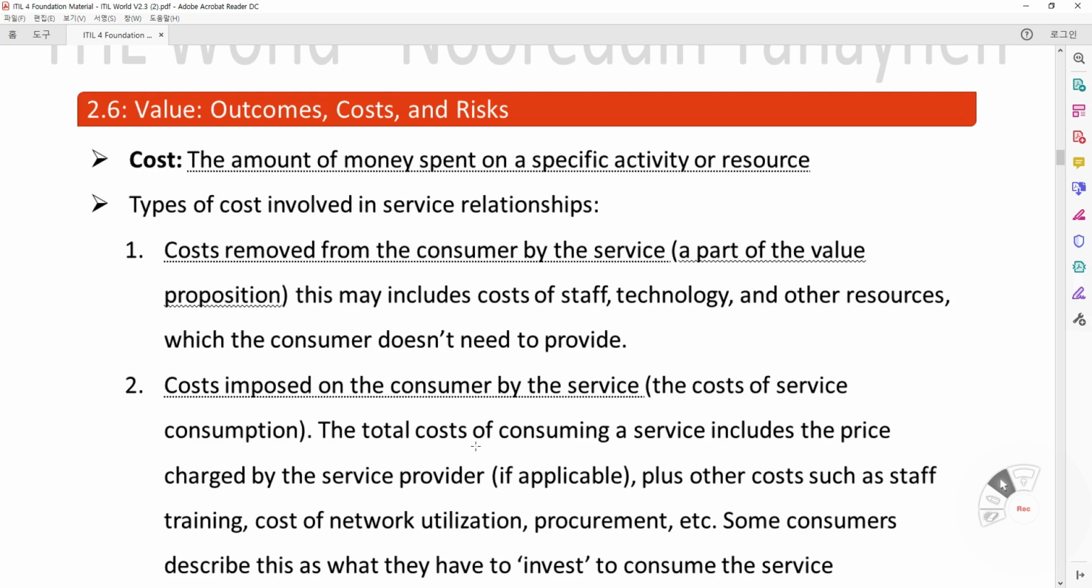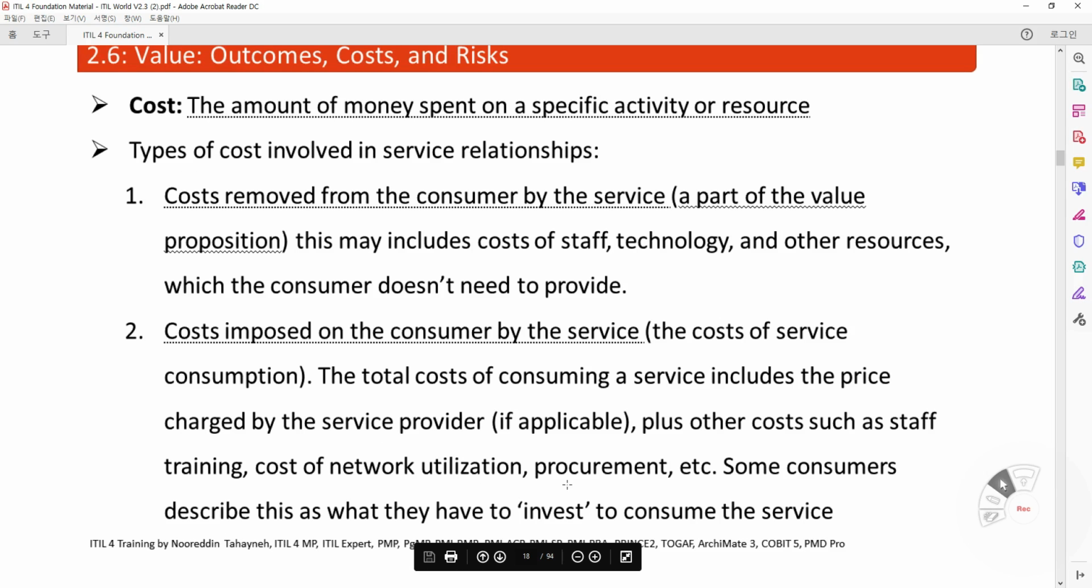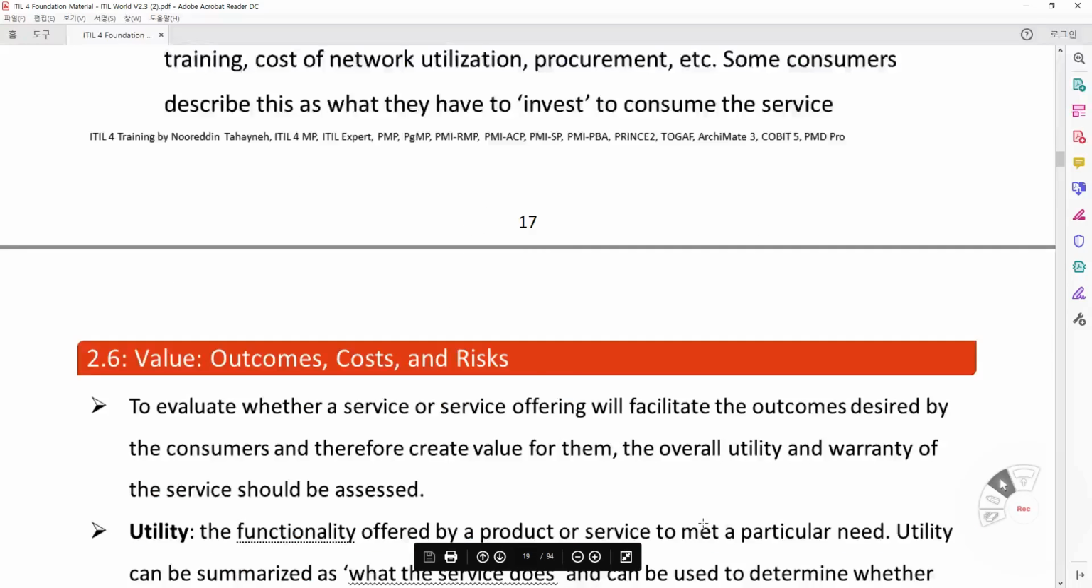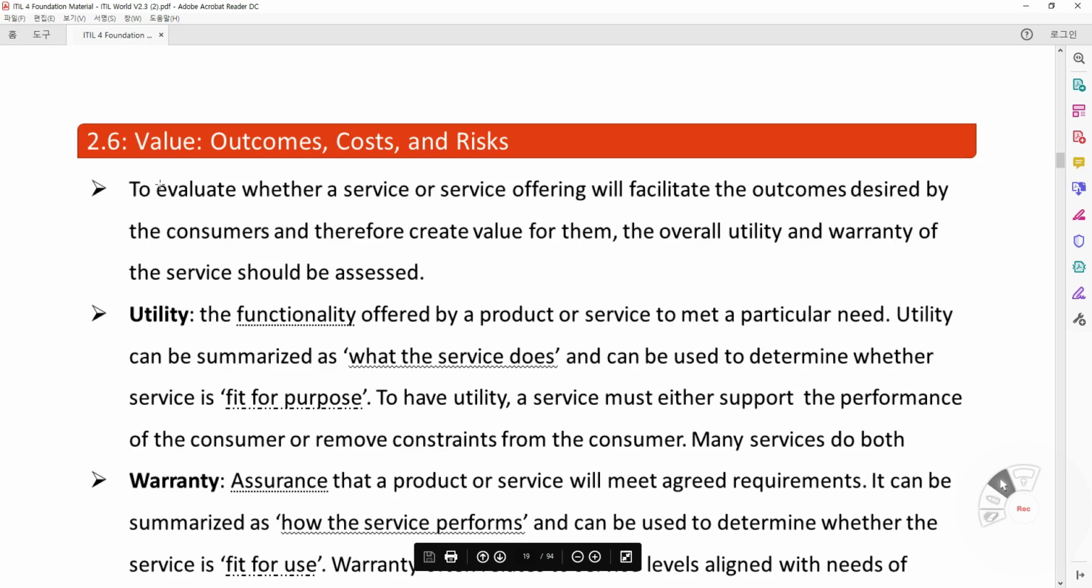The total cost of consuming a service includes the price charged by the service provider, if applicable, plus other costs such as staff training, cost of network utilization, procurement, etc. Some consumers describe this as what they have to invest to consume a service. Value, outcome, cost, and risk. To evaluate whether a service or service offering will facilitate the outcomes desired by the consumers and therefore create value for them, the overall utility and warranty of the service should be assessed.